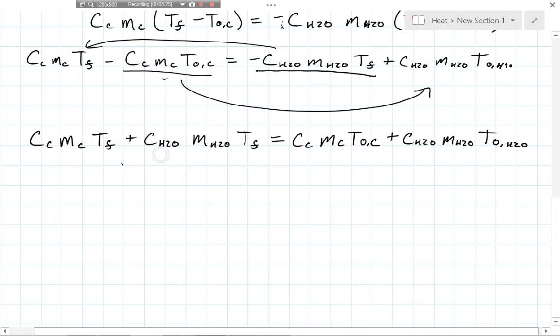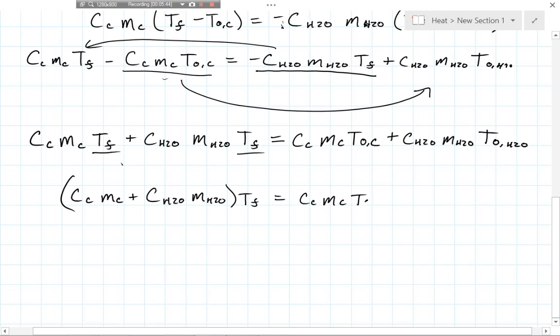So now that we have two terms on the left that have T final, what I can do is factor out the T final. So this is the specific heat of the Coke times the mass of the Coke plus the specific heat of the water times the mass of the water, times the final temperature. And over here we have the specific heat of the Coke, mass of the Coke, the initial temperature of the Coke, plus the specific heat of the water times the mass of the water times the initial temperature of the water.